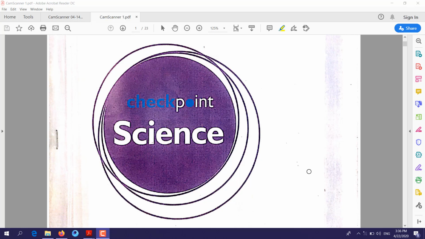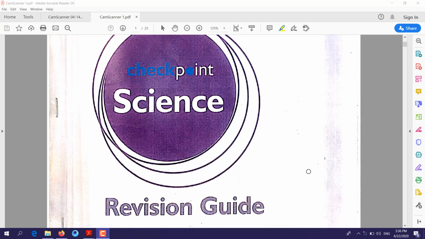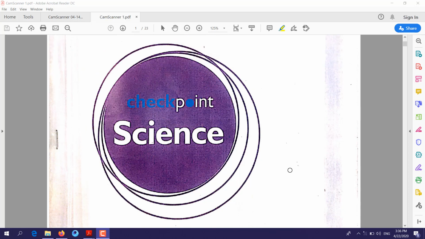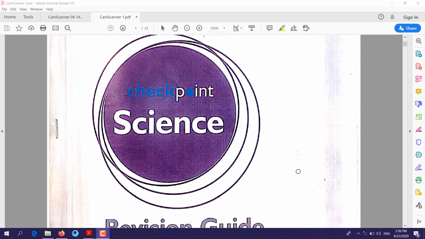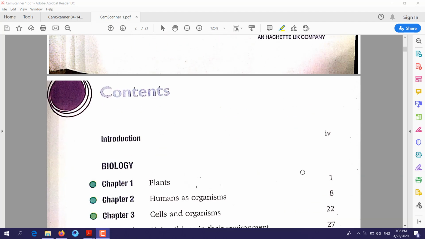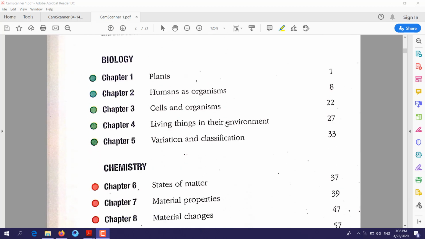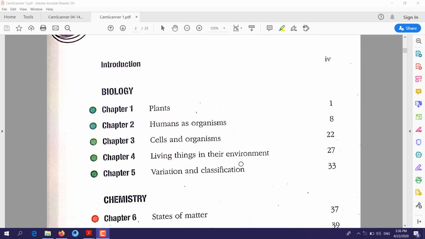Today we will start reviewing this book, which is a revision guide. This revision guide covers everything that is required for the checkpoint exam. This book consists of three parts: biology, chemistry, and physics. It contains topics from grade 7, grade 8, and grade 9. So everything that is needed in the checkpoint, you will find it here.